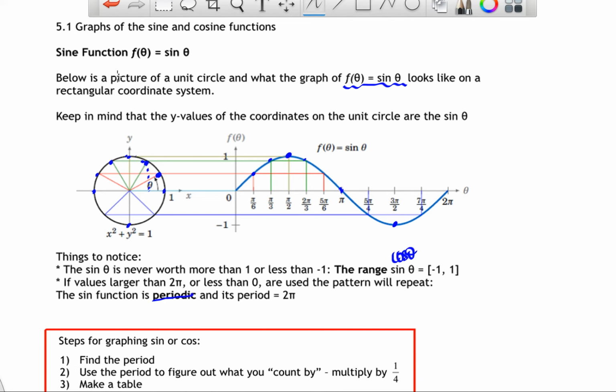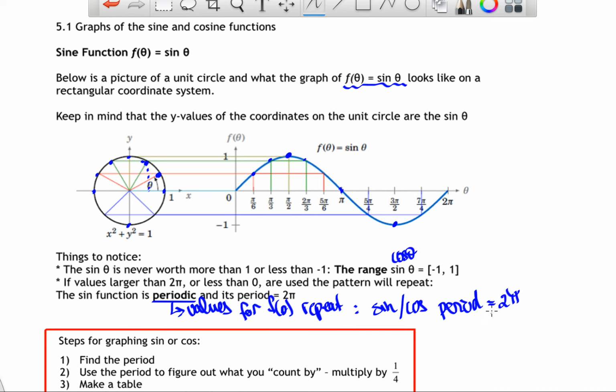And so, periodic means that the values for f of x or f of theta repeat. And in the sine's case, and the cosine as well, for both the sine and the cosine, the period, that would be how long does it take before things start repeating, the period is 2 pi.